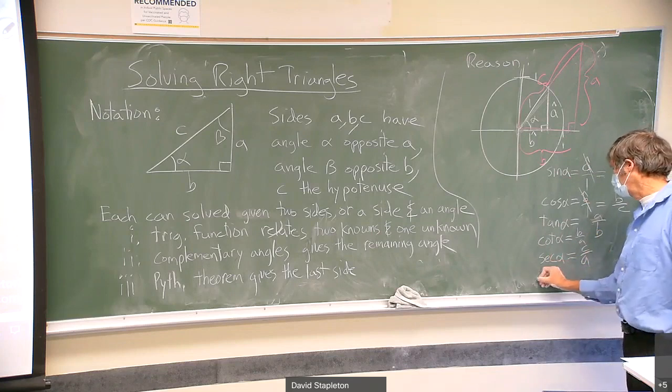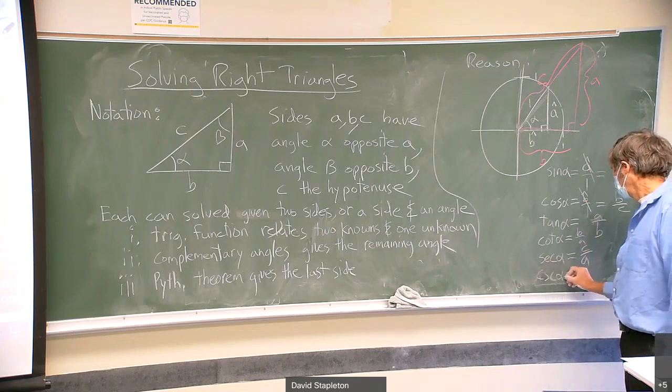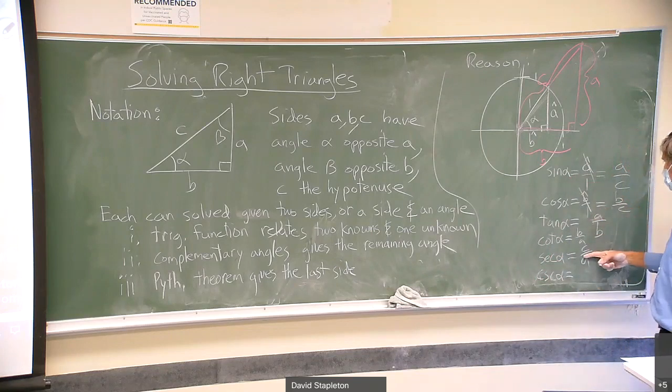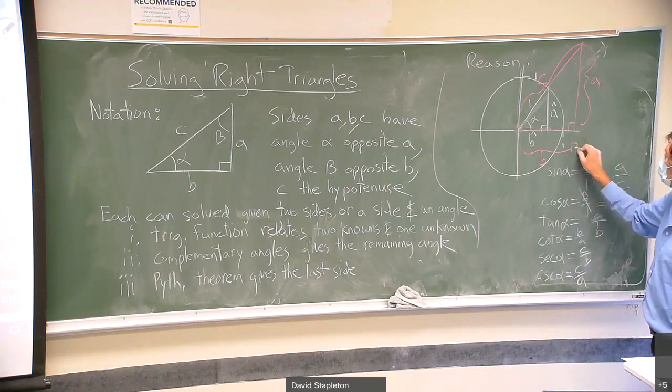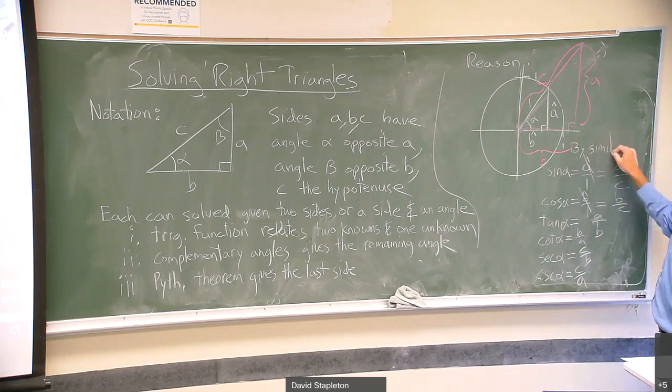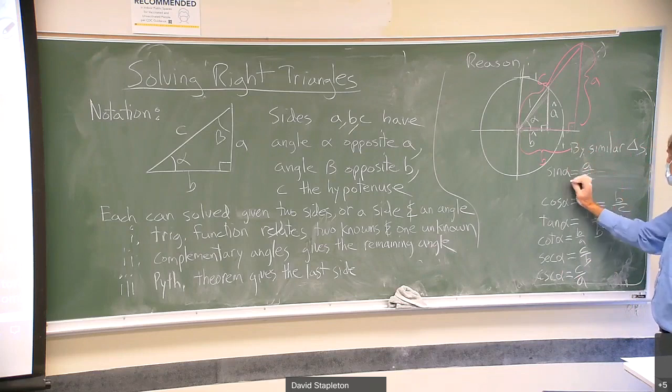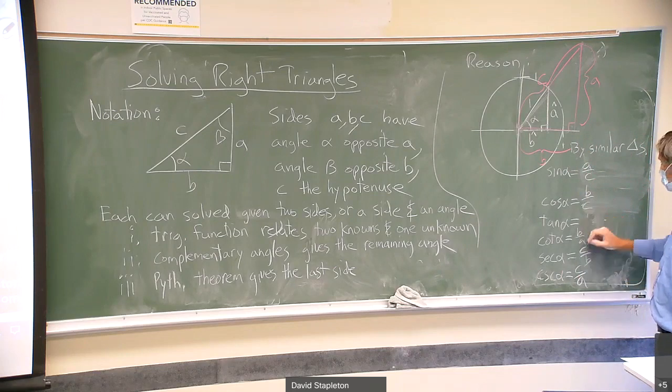The secant is the reciprocal of the cosine, C over B, sorry about that. Cosecant is the reciprocal of sine, C over A. And we notice that we can rewrite these all as ratios. So by similar triangles, these all hold. All right. And I'll just write this one again as A over C. I'll leave out the proof in the middle here. Let's see, this one was B over C. And so we could write it that way.